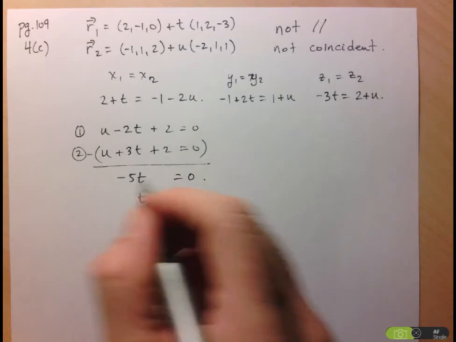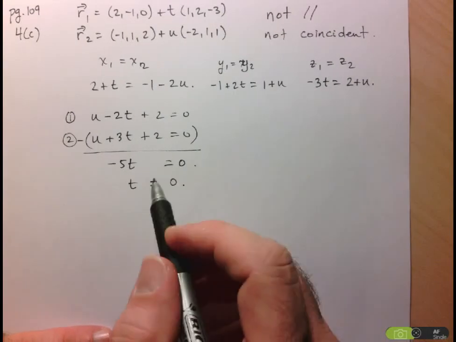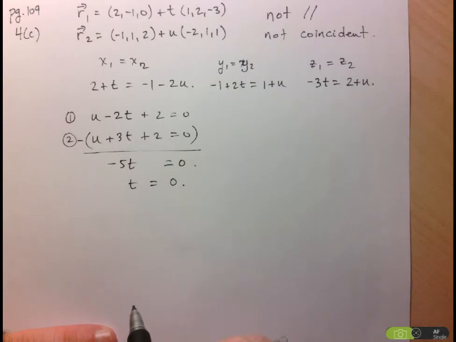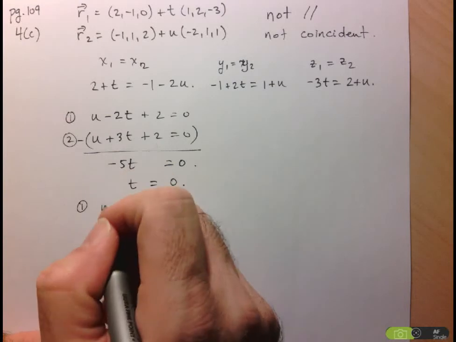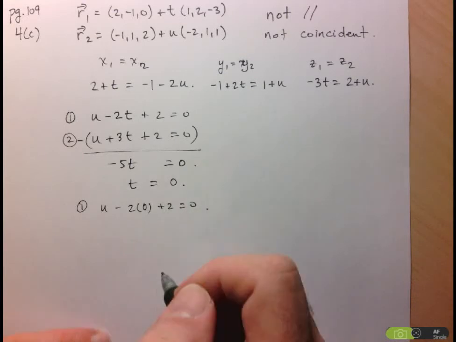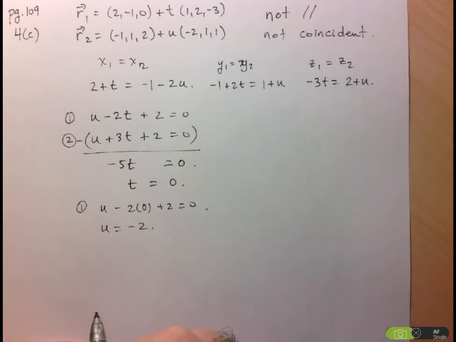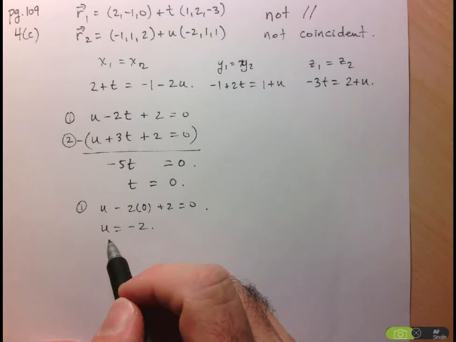So t, if I divide both sides by negative 5, still gives me 0. So I know that t has to be equal to 0 to make these two equations solved. Now I'll use one of them to determine the u value. This one looks pretty good, so I'll take equation 1. So u minus 2 times 0, since I know t is 0, plus 2 equals 0. And so u has to be equal to, taking the 2 to the other side, negative 2. So in order to solve the system of equations, t had to be equal to 0, and u had to be equal to negative 2.